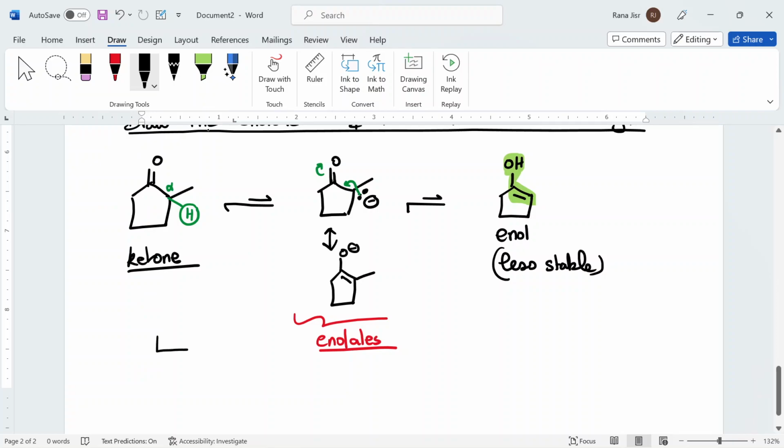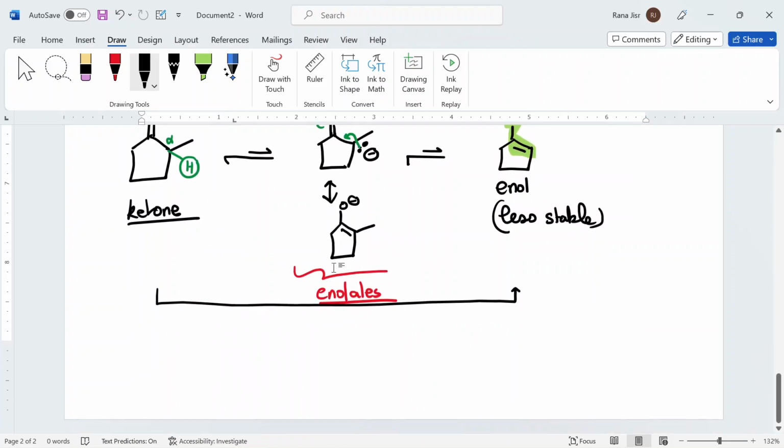So this process, we said, is called tautomerization. What we did over here is that you took that alpha hydrogen and you added it to the oxygen. Then you took this double bond and formed a double bond between the alpha carbon and the carbonyl. And this is how you get the enol.